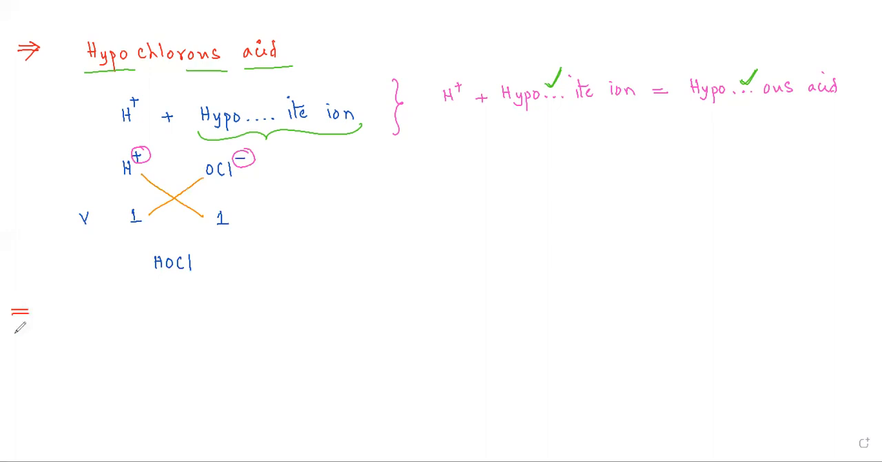So whenever you are asked to write the formula of any hypo-ous acid, generally in case of ous acids, we take ite ion, because here it is hypo-ous acid. I have taken hypo-ite ion, right? Now let me take one more.